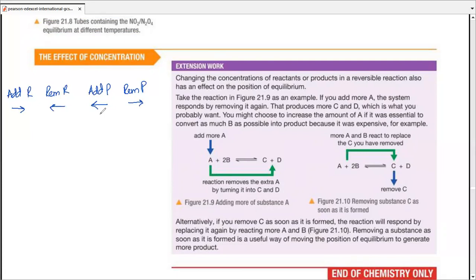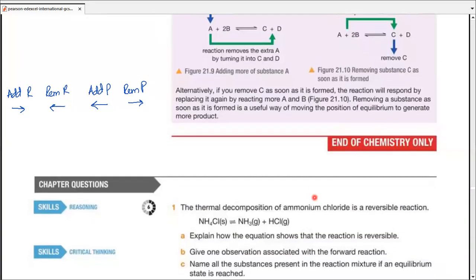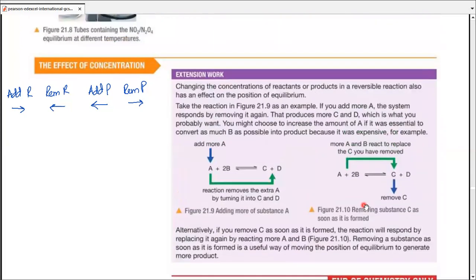Since the examiner may ask you to add a reactant or to remove a reactant or to add a product or to remove a product, I think you should note them down. And when you're done, let me know. And this also finishes the chapter.